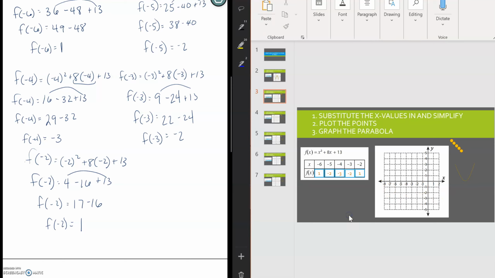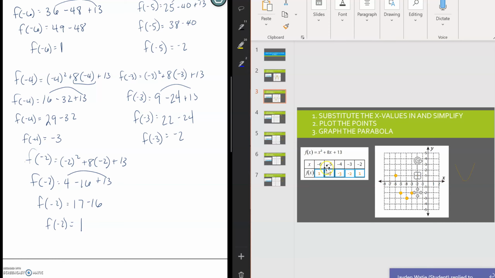Now that we have our chart filled in, we can graph these points. Start at the origin, go to the left 6, up 1. Start at the origin, go to the left 5, down 2. Start at the origin, go to the left 4, down 3. Start at the origin, go to the left 3, down 2. And start at the origin, go to the left 2, up 1.